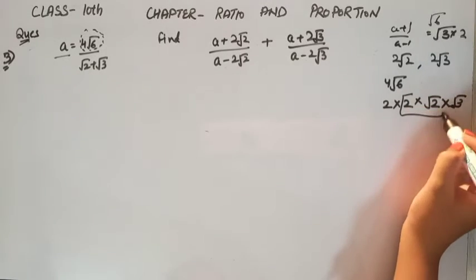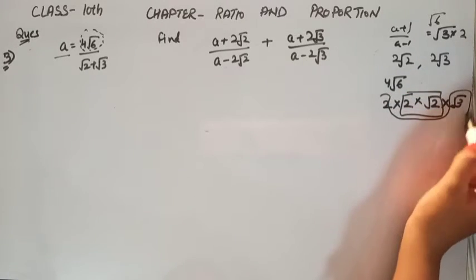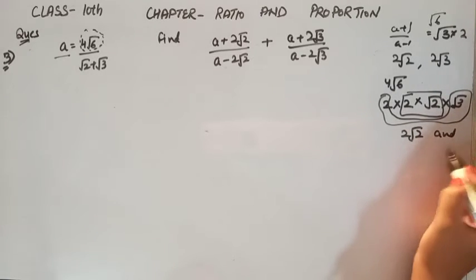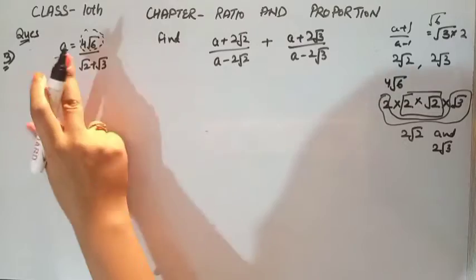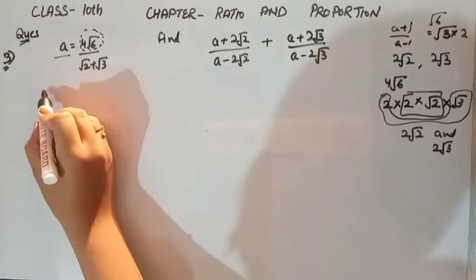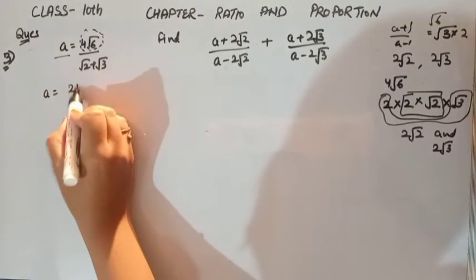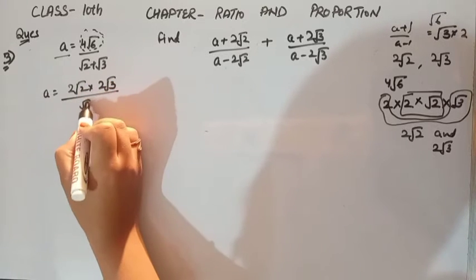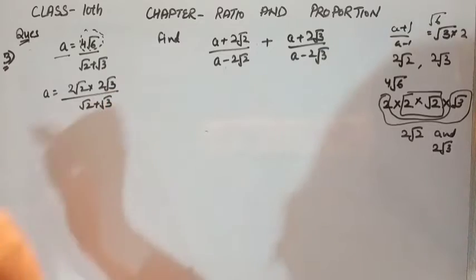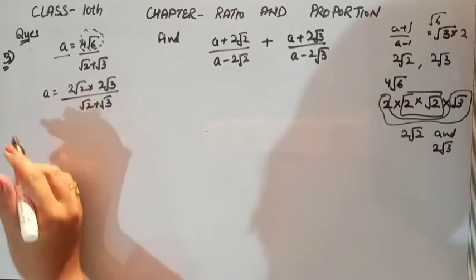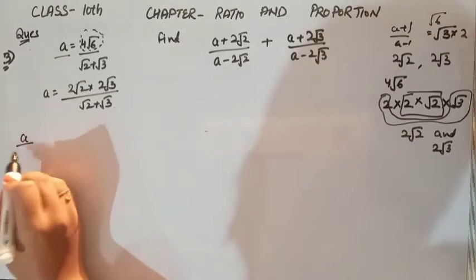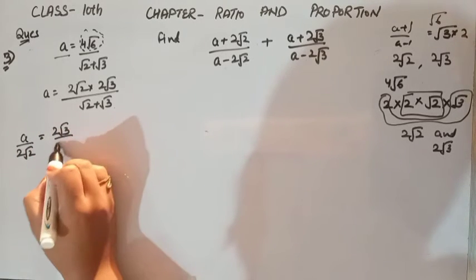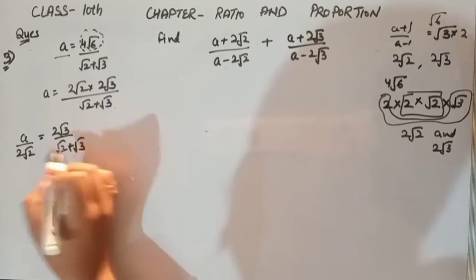So this will form one term and this will become the second term. So 2 root 2 and 2 root 3. So we just split this term. A can be written as 2 root 2 into 2 root 3 upon root 2 plus root 3. So take one side over here: 2 by a by 2 root 2, 2 root 3 upon root 2 plus root 3.